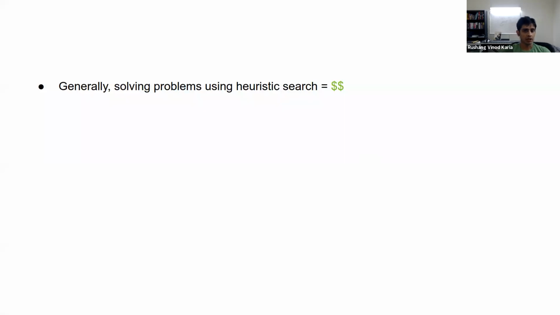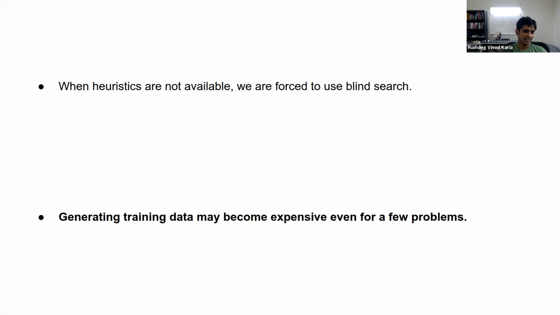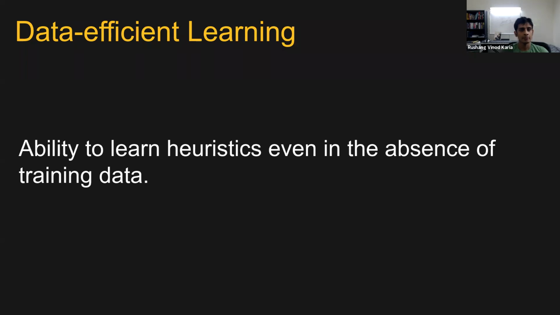Generally, solving problems using heuristic search is relatively cheap, but solving problems blindly is very expensive. However, in the case where heuristics are not available because action models have changed, we are forced to use blind search. And in these settings, generating training data can become expensive even for relatively few problems, which undermines the overall utility of learning itself. So another property that we desire our learning approach to have is data efficient learning, where we can learn heuristics even in the absence of training data.